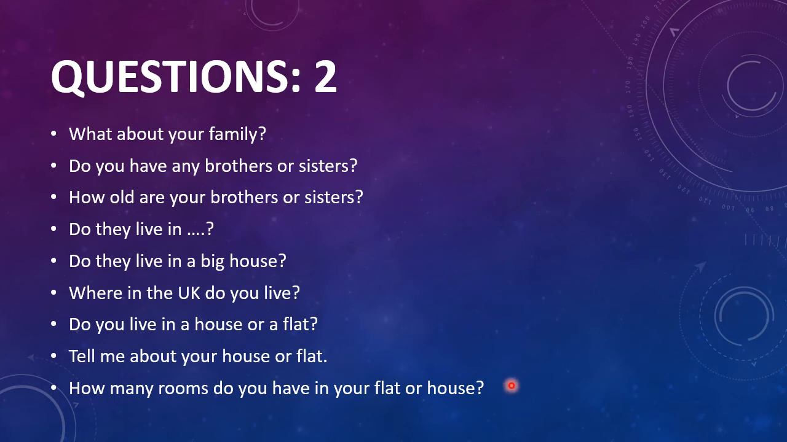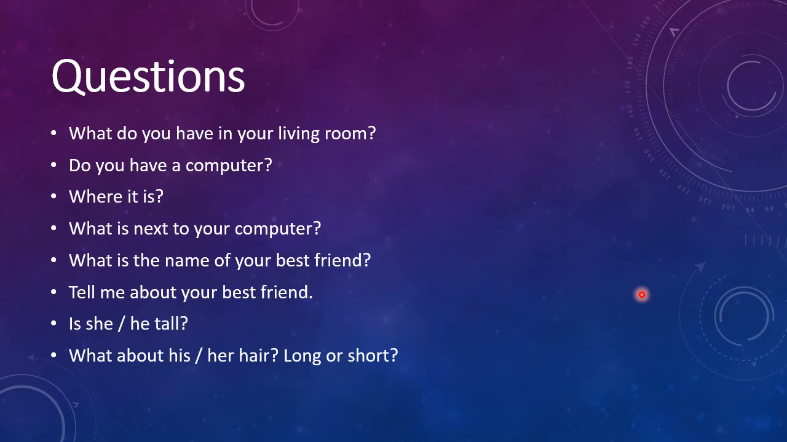How many rooms do you have in your flat or house? Sometimes they talk about rooms. I have 3 rooms in my house, or we have 3 rooms in our house or in our flat, whatever it is. Next, what do you have in your living room? This is the type of question they normally ask, living room or bedroom sometimes. Or they would ask you, can you tell me what is in your kitchen? They are asking about different items.